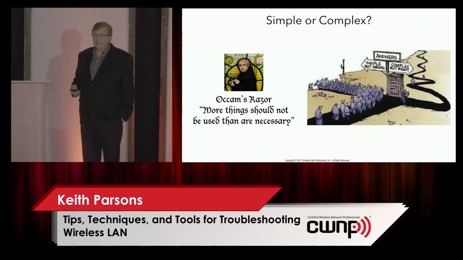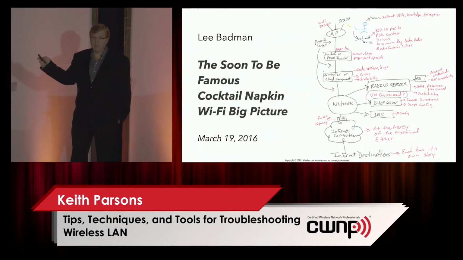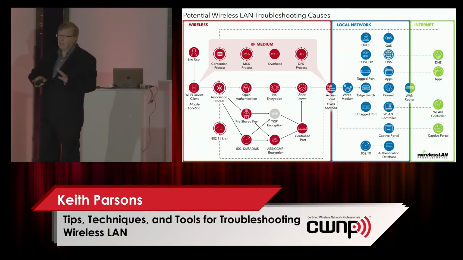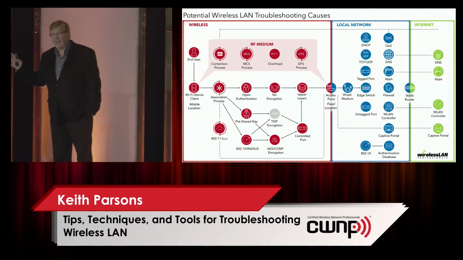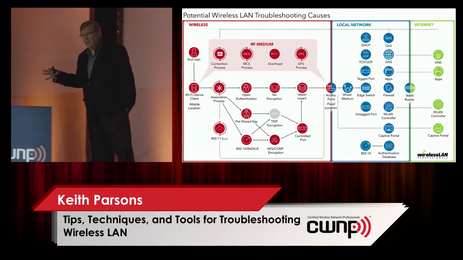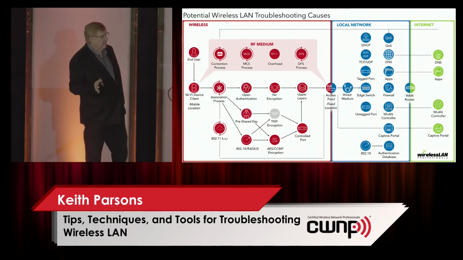I chose the right. So here is where the complexity ended. Starting back with Lee Badman's chart, this is what I ended up with. This is 4 months of my life on this little page, and many, many conversations with lots of people. On the left side in red are all the things that could go wrong with wireless. The blue in the middle are the things that can go wrong with the LAN. The stuff on the right are the things that can go wrong with the WAN. And any one of these bubbles, and there happen to be 36 bubbles, any one of the 36 bubbles could have a problem.